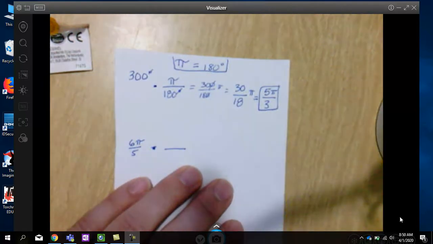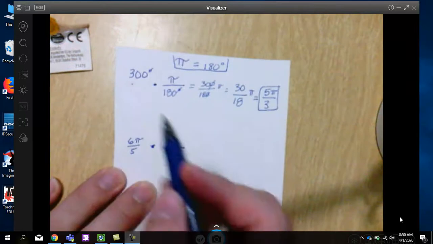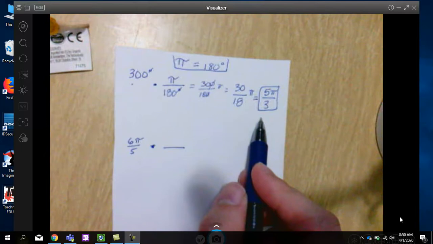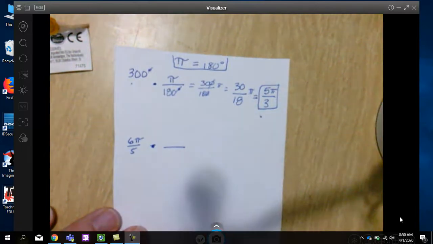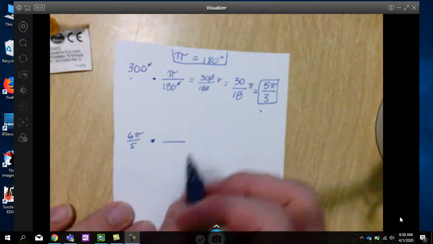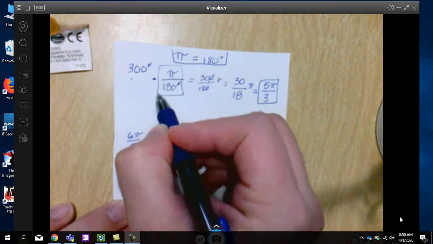Now that is also one of the numbers that shows up on the unit circle. So if you still have your unit circle, if you had gone and looked at 300 degrees, you would have noticed the 5 pi over 3 right next to it. So that's one option. Reducing by hand is the other option. So if we want to go from degrees to radians, we use pi over 180.